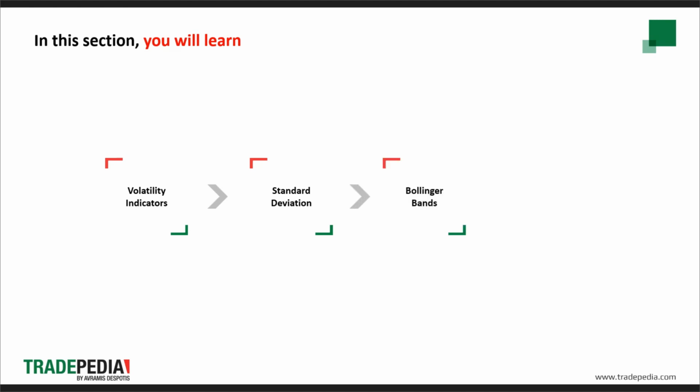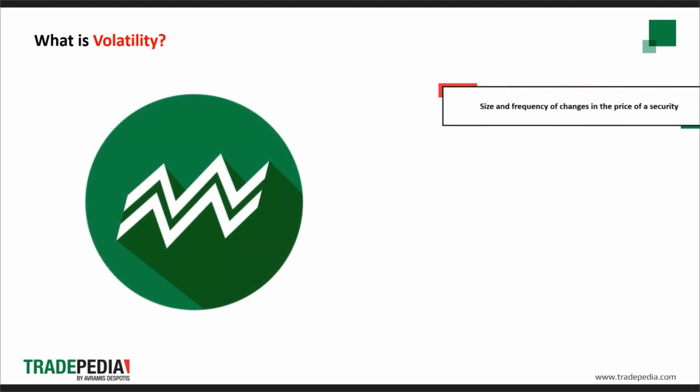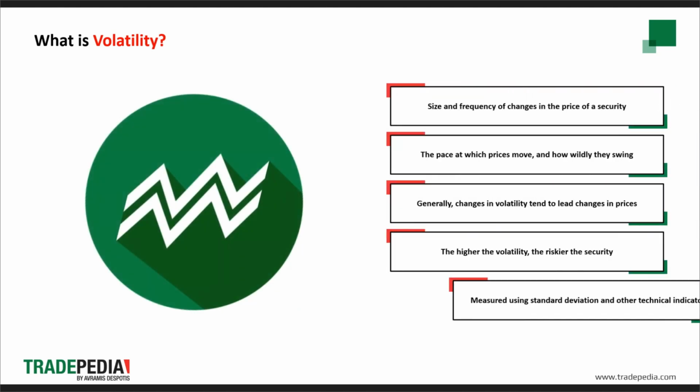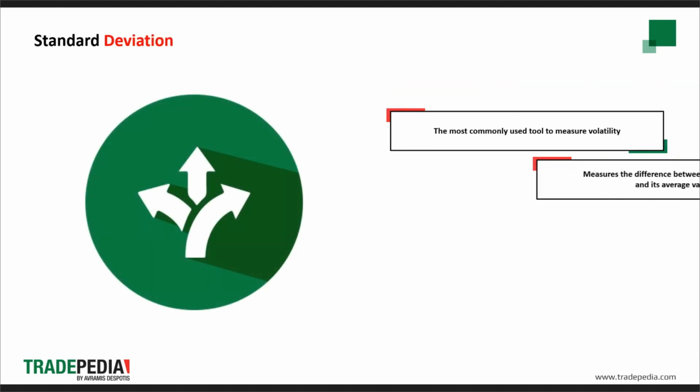Okay, so today we will be going through these 4 different indicators, mainly the volatility indicator, standard deviation, Bollinger Band, as well as average true range. All right, so what is volatility?